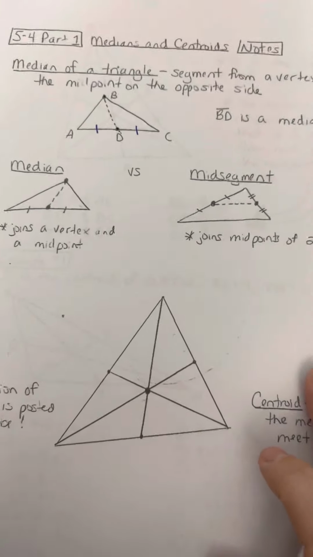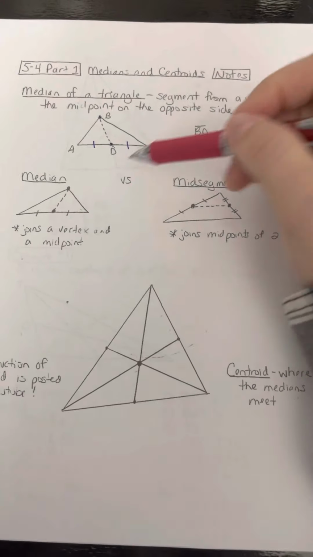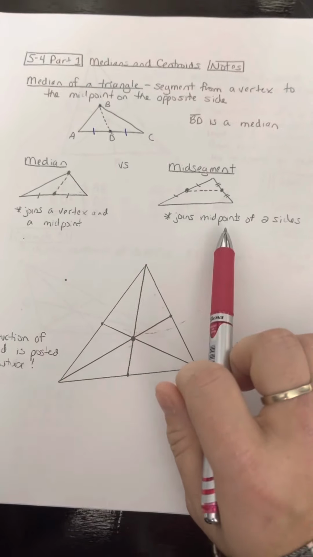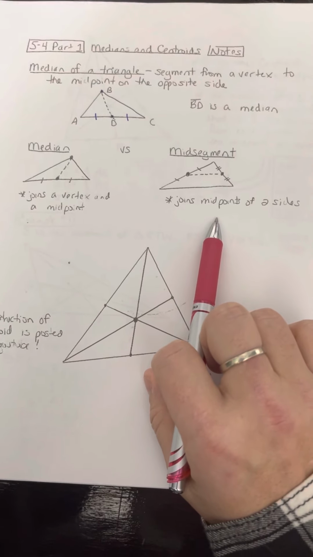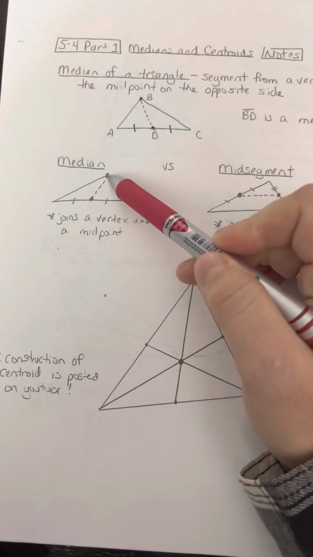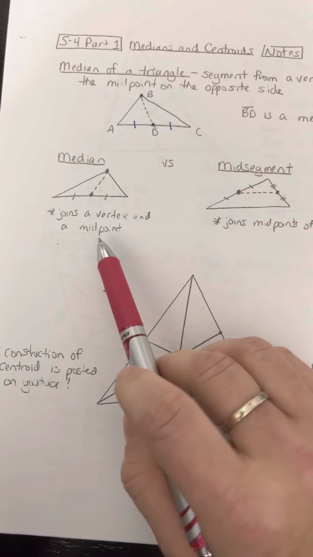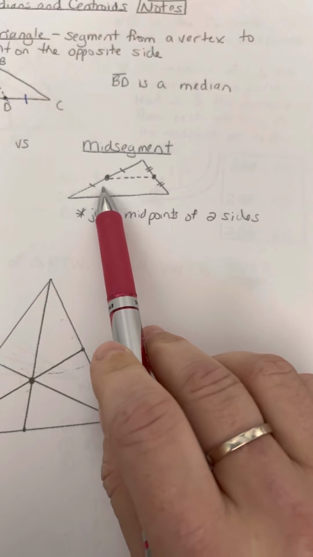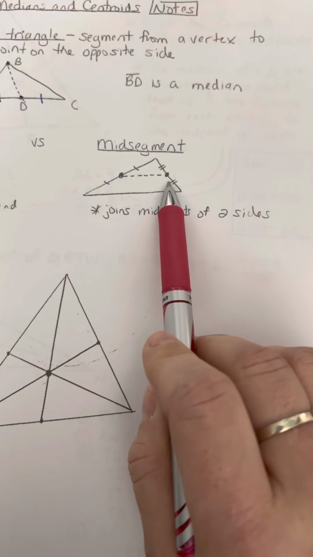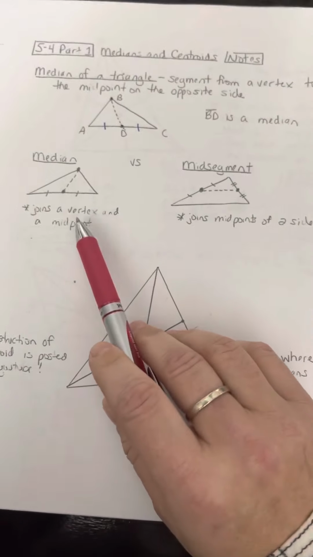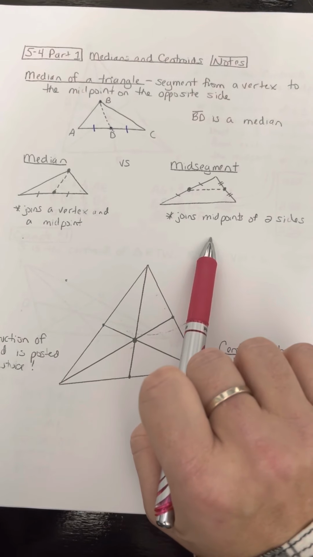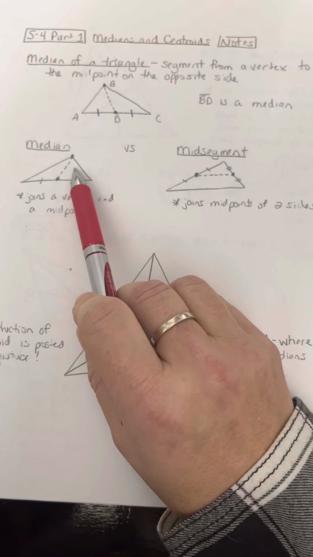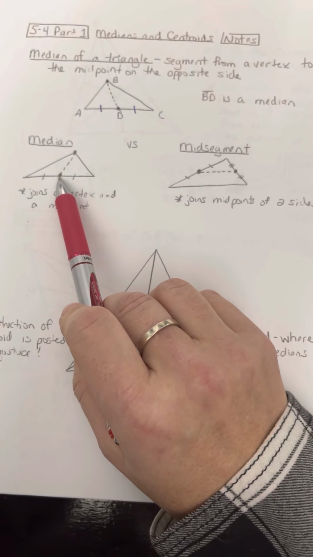Back to our notes. The median starts at a vertex and ends at a midpoint. I want you to see the difference between a median and a mid-segment because they're easily confused. A median joins a vertex and a midpoint, whereas a mid-segment joins two sides. It never touches a vertex. A mid-segment joins the midpoints of two sides. A median starts at a vertex and ends at the midpoint of the opposite side.